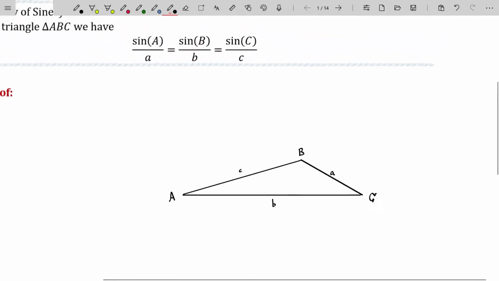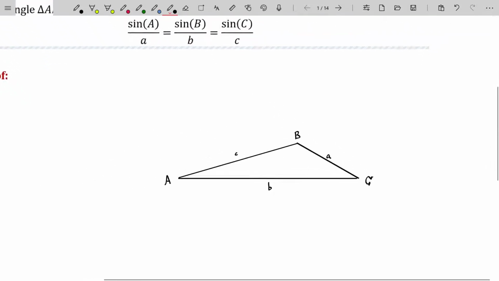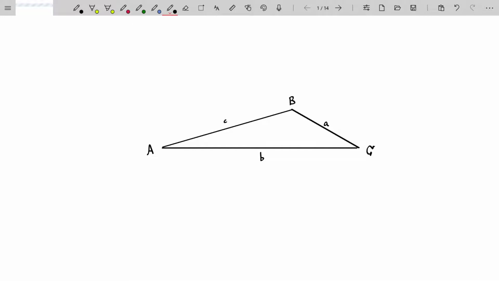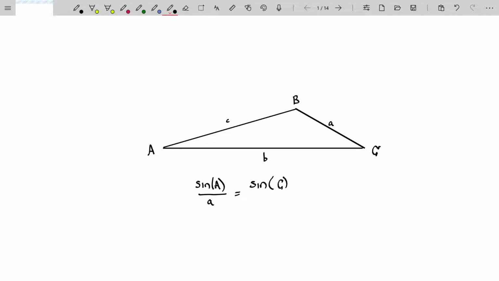And what the theorem, the law of sines, is telling us is that the ratio of the sine of angle A to side A is the same thing as the ratio of the sine of angle C to side C, or the sine of angle B to side B. It's a pretty amazing statement and actually creates several equations that we can relate to one another.